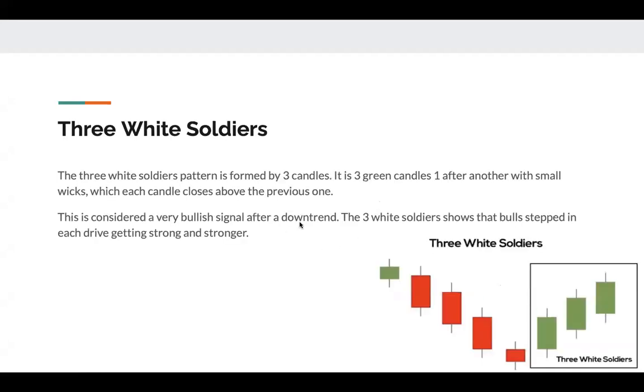Next, finishing off with the three white soldiers. This is another bullish reversal pattern. The three white soldiers pattern is formed of 3 candlesticks, so make sure you keep that in mind. We went over the hammer, that was 1 candle. We went over the inverted hammer, that is 1 candle. The bullish engulfing, that is 2 candles. Now we're at the three white soldiers. This is 3 candles.